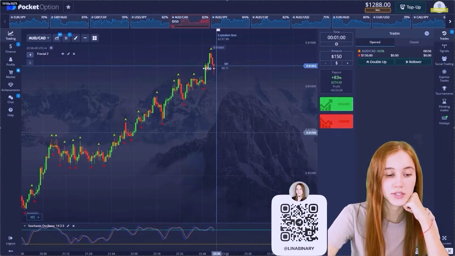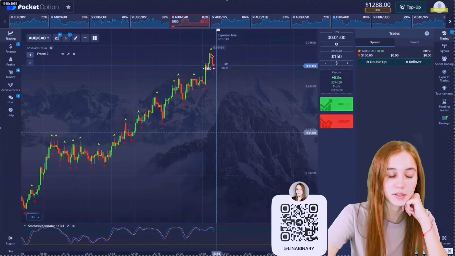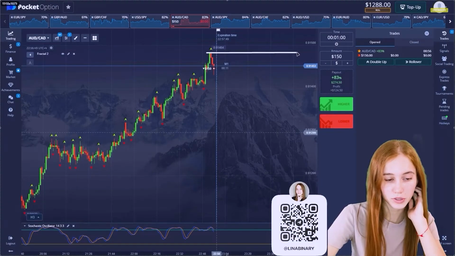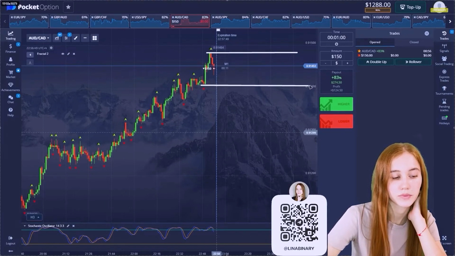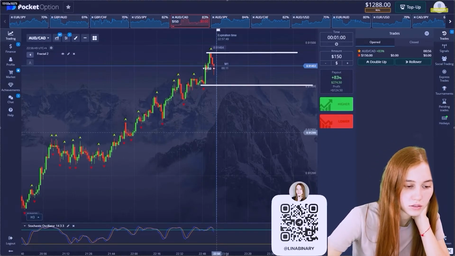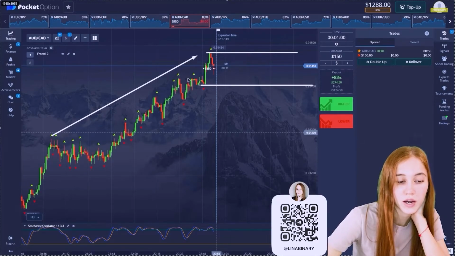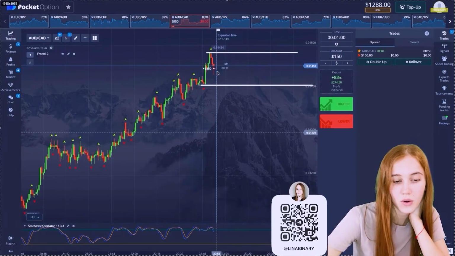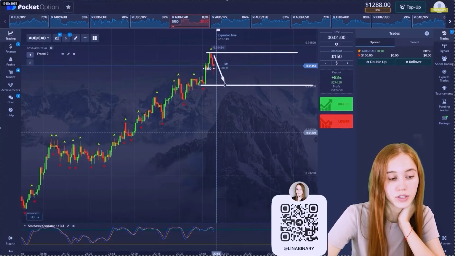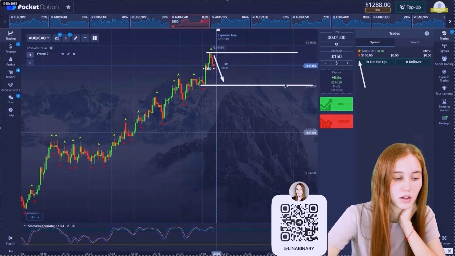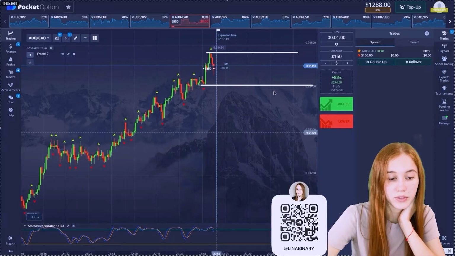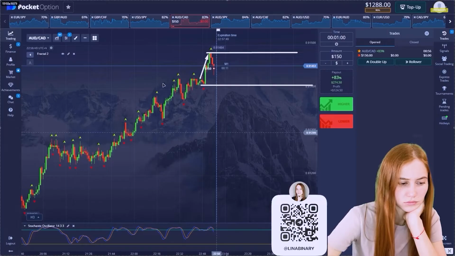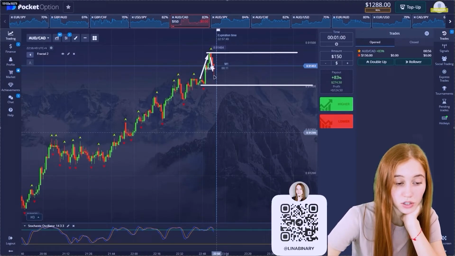We see that the resistance area and the support area has been established. According to the general picture, there was growth. But at the moment, the upper fractal was unsatisfied, so the fall began to the support area. We opened for a decline, and we also see a sharp jump has occurred here, and we will make adjustments, some corrections.